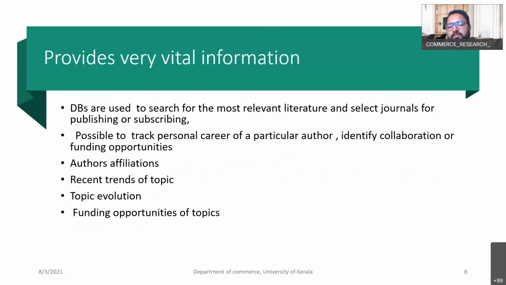So that's very important. If you are interested in a particular discipline and looking for a funding opportunity, you can search with the help of keywords of your discipline and find which institutions in the world provide funding to that discipline. You will get data from Web of Science as well as Scopus. I will show you how to collect these details after this presentation. Then authors' affiliations, recent trends of topic, topic evolution, funding opportunities of topic, etc.